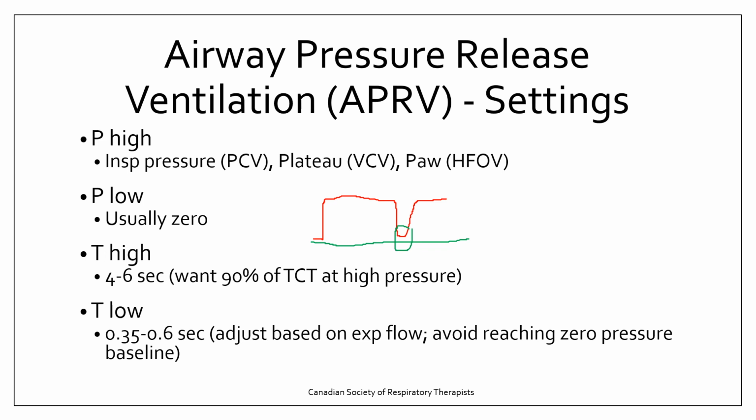So most of our time is spent at that higher pressure, and a very small portion of the time is spent at that lower pressure. Again, we want to avoid reaching a zero pressure baseline. We don't want to get all the way down to zero. We typically just set our low pressure at zero so we can have a very large pressure gradient to remove as much gas and as much CO2 as possible before jumping back up to that high pressure.